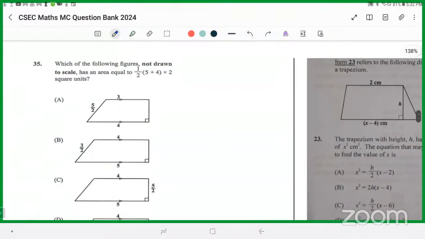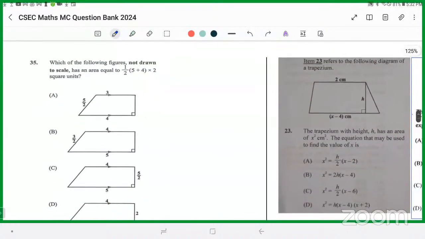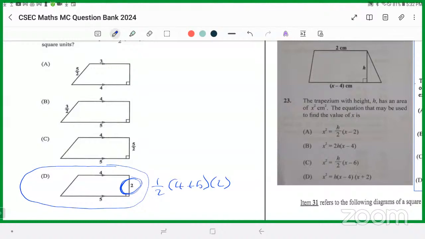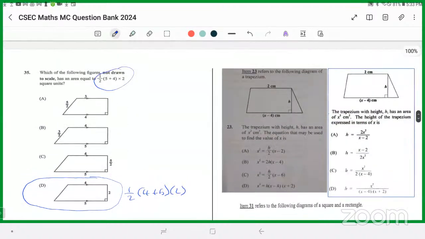So that's what you're looking for. The parallel sides must be 5 and 4. It could be this, 5 and 4, but the distance between them must be 2. So this one is the answer. Those are the parallel sides, and the distance between them is 2. So this one will give you the area, half of 4 plus 5 times the 2. You want the perpendicular distance between the parallel sides. All right, so that is the answer for that one. That is the one that has the area that they gave us here.